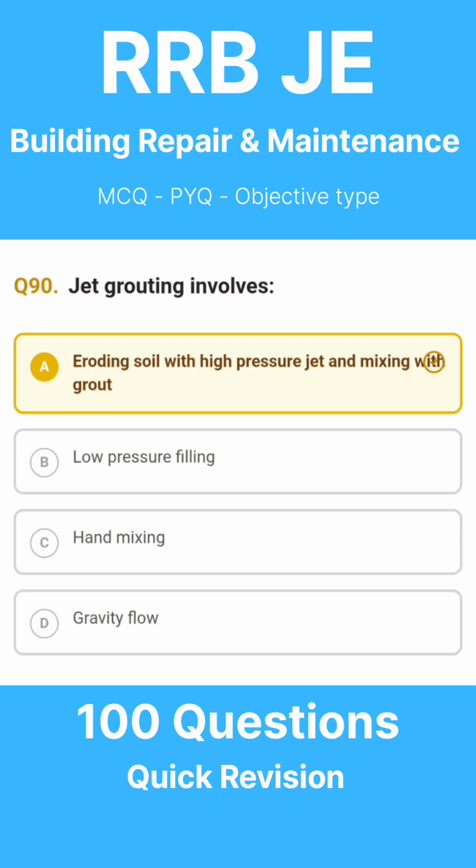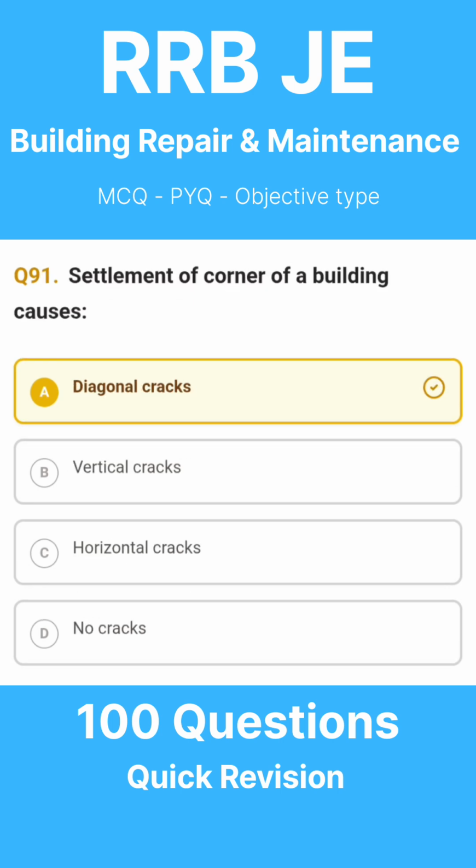Question 90. Jet grouting involves. The correct answer is eroding soil with high pressure jet and mixing with grout. Question 91. Settlement of corner of a building causes. The correct answer is diagonal cracks.